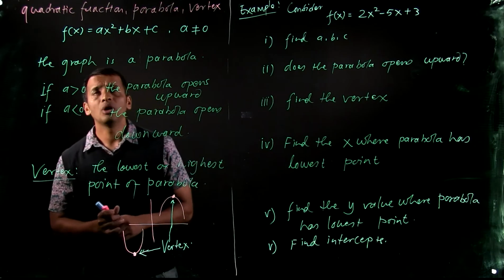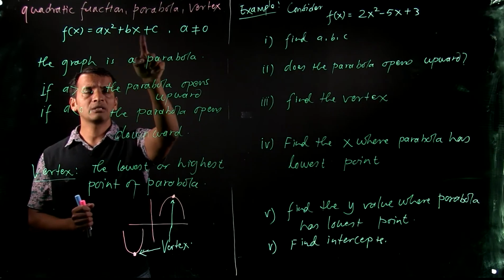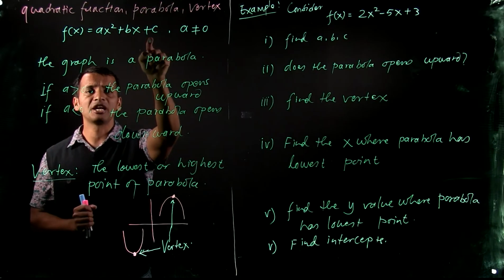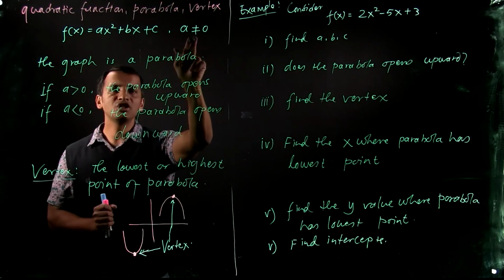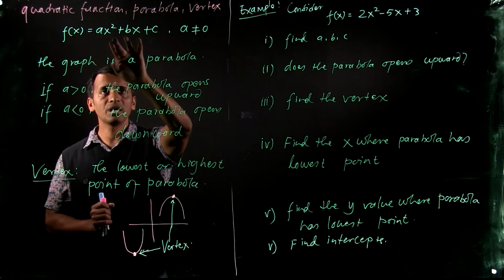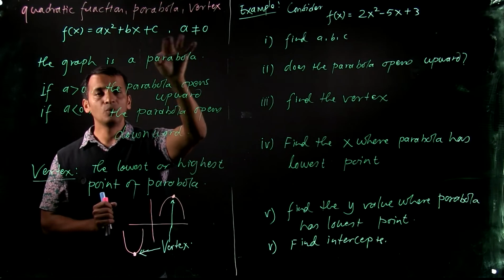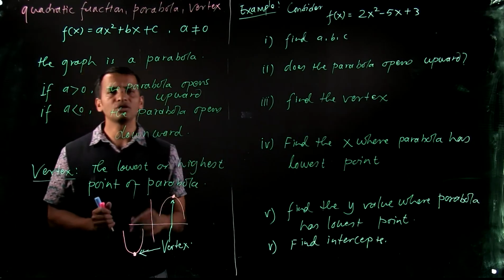Okay, so a function of degree 2, ax squared plus bx plus c, where a, b and c are numbers whose values will be given, and a is non-zero, is called a quadratic function. f of x equals ax squared plus bx plus c, where a is non-zero. Now the graph of a quadratic function is a parabola.